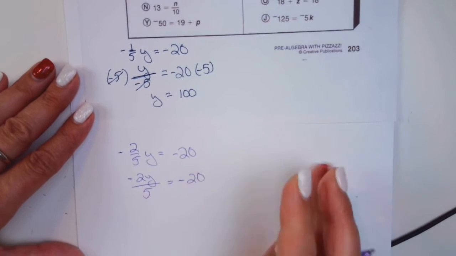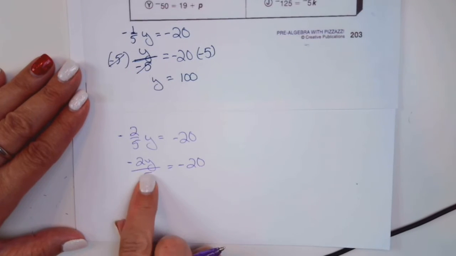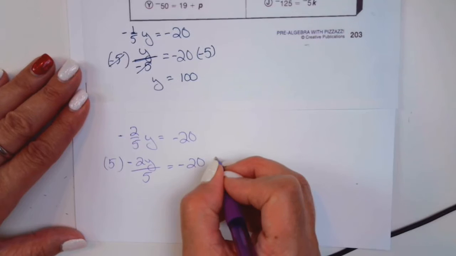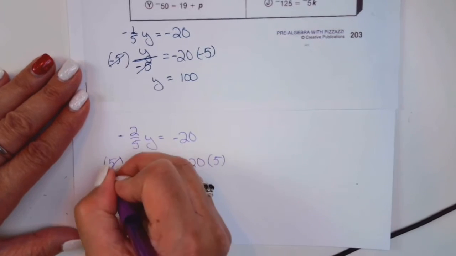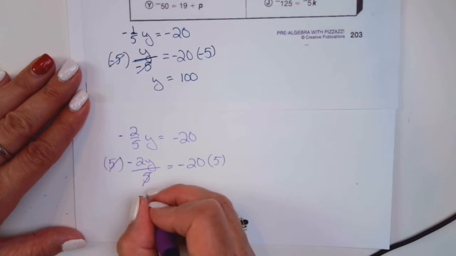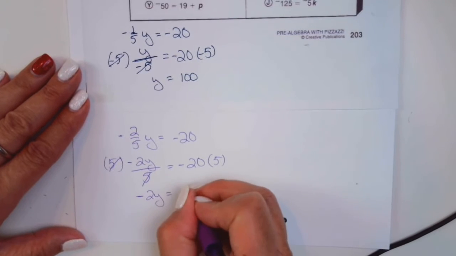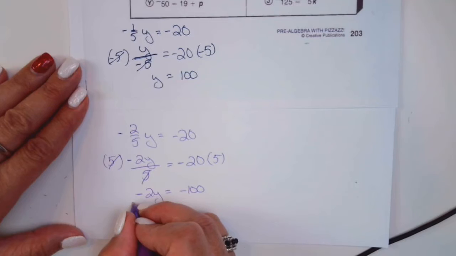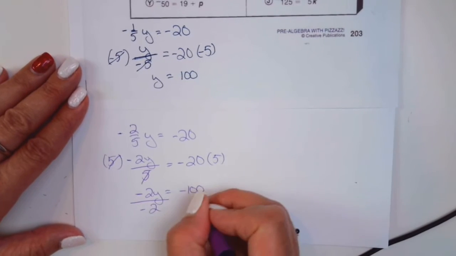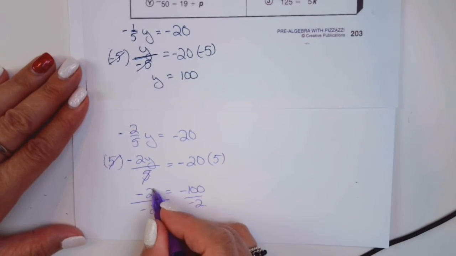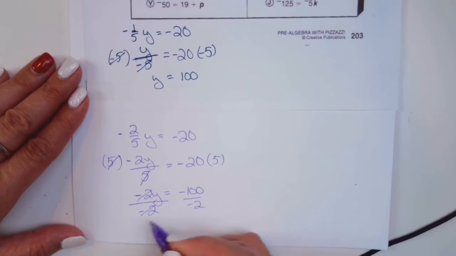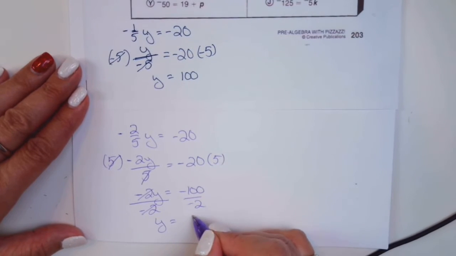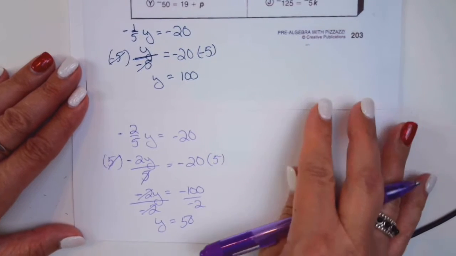That equals negative 20. So now we have this division here, so we can multiply by 5 on both sides. So these become a 1, and we have negative 2y equals negative 100. And then we have a multiplication here, so we're going to divide. Don't forget to take that negative sign with you. Negative 2 divided by negative 2 is 1, so we have y equals negative 100 divided by negative 2, which is 50. So y equals 50.